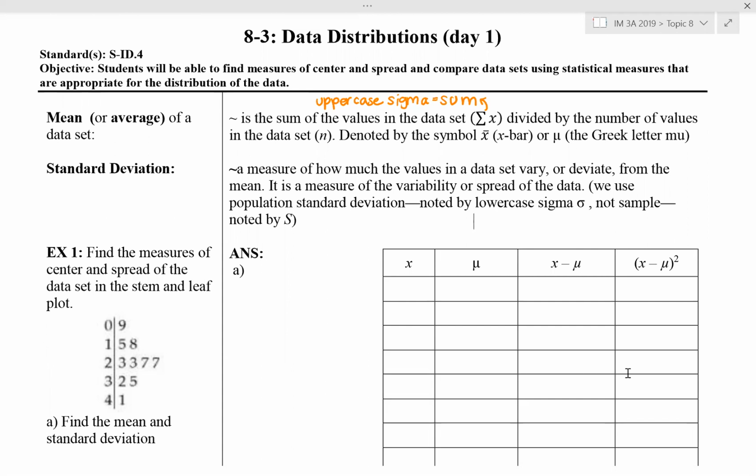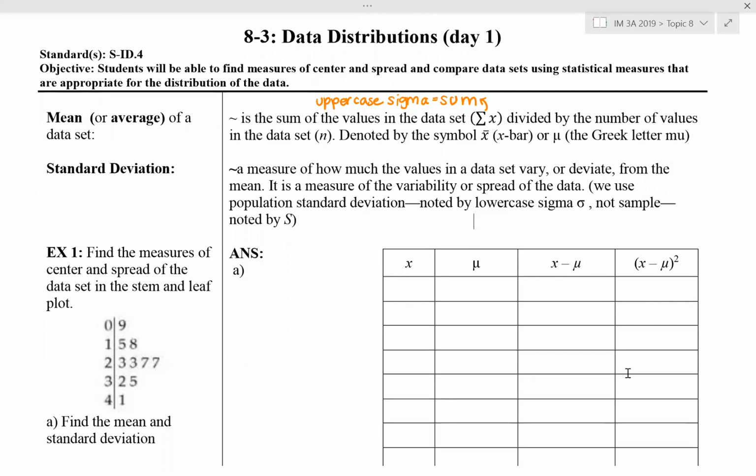So in previous math classes, you've learned about the measures of center, like the mean, the median, and the mode. And then the only measure of spread you learned is the interquartile range, which is the difference between quartile 1 and quartile 3, if you're looking at creating a box and whisker graph, which is what we'll be doing in the second example today.